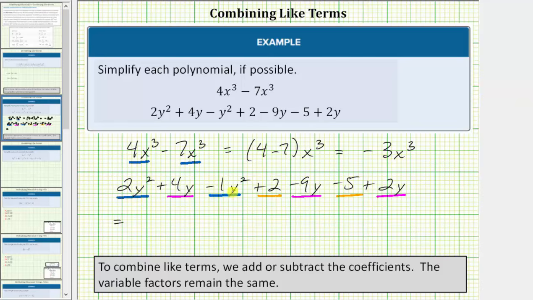2y squared minus 1y squared would be equal to 1y squared, which is really just y squared. Now we'll combine the y terms. 4y minus 9y would be negative 5y, and negative 5y plus 2y is equal to negative 3y. Instead of writing plus negative 3y, let's just write minus 3y. And then we have 2 minus 5, which equals negative 3. Instead of writing plus negative 3, let's just write minus 3. Let's go ahead and drop the coefficient of 1 here, and therefore the polynomial simplifies to y squared minus 3y minus 3.